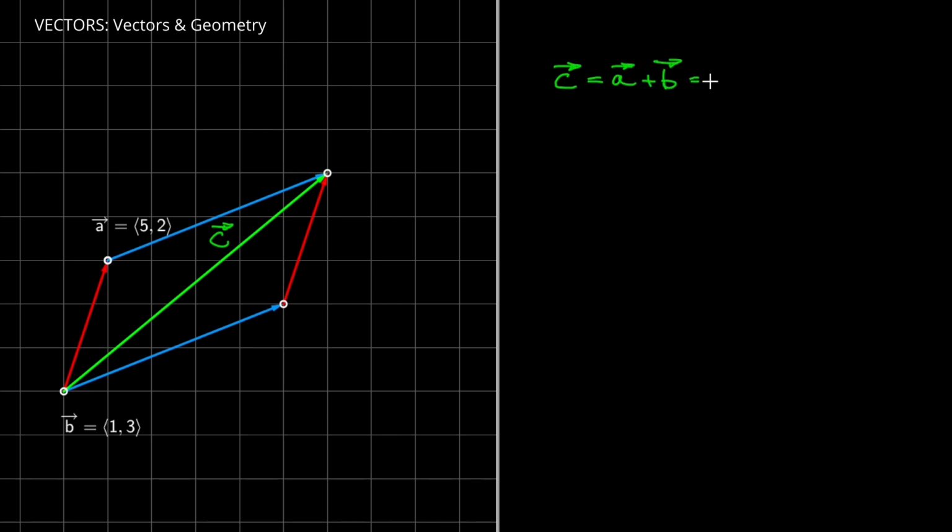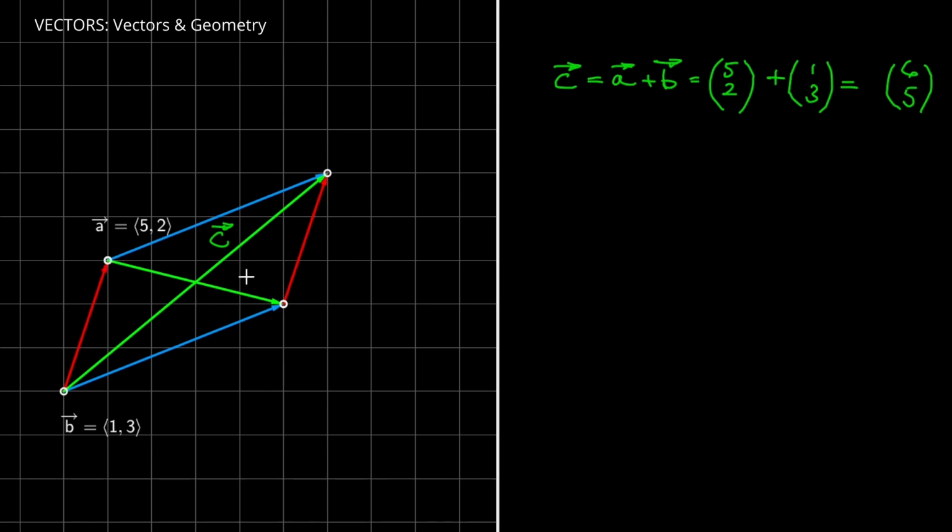So let's express A and B as column vectors. I can say A is the column vector 5, 2, and B, again as a column vector, 1, 3. And if we add those using our rule of the top row and the bottom row, 5 plus 1, 6, and the bottom row, 2 plus 3, 5. Let's check. Vector C is a horizontal journey of 1, 2, 3, 4, 5, 6. Yes, that's correct. And a vertical journey of 1, 2, 3, 4, 5. Vector C, 6, 5.